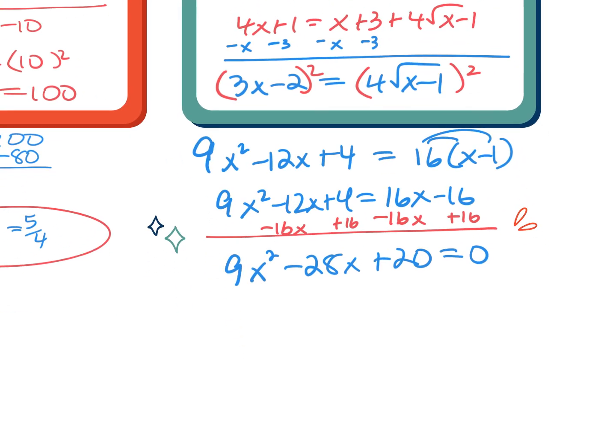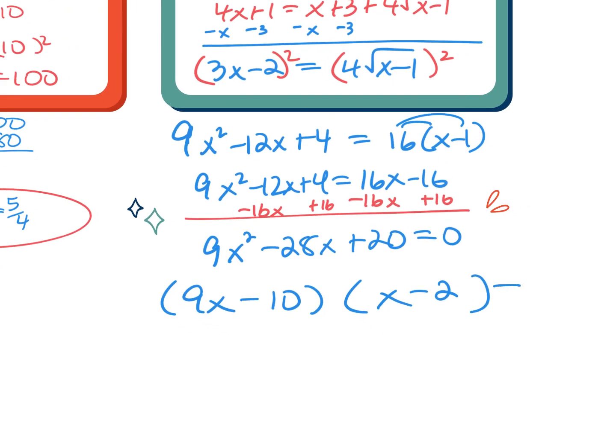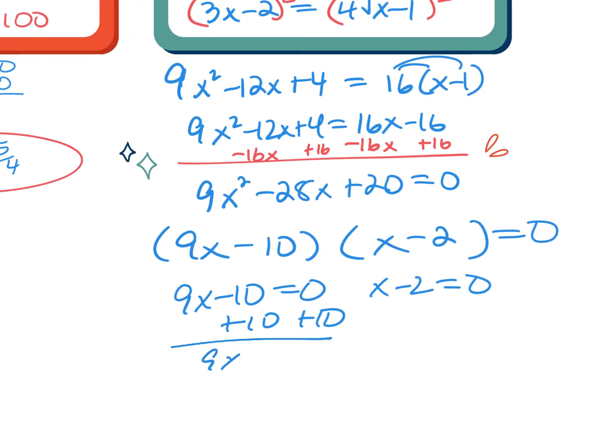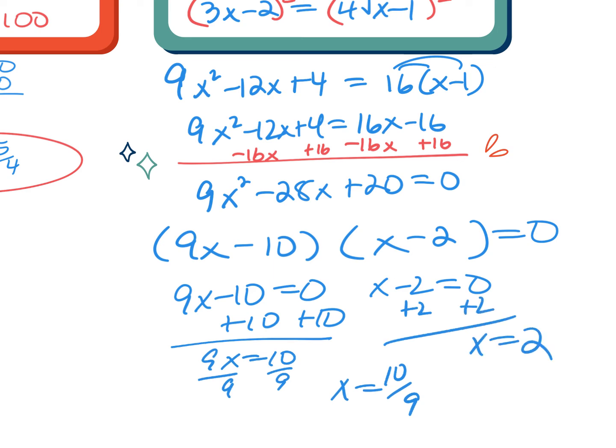I'm just going to guess and test here. Factors of 9, I'm going to use 9 and 1. And factors of 20, 10 and 2. And negative, negative. Set each of the factors equal to 0. Add 10. 9x equals 10. Divide by 9. And x equals 10 over 9. Add 2, and x equals positive 2.